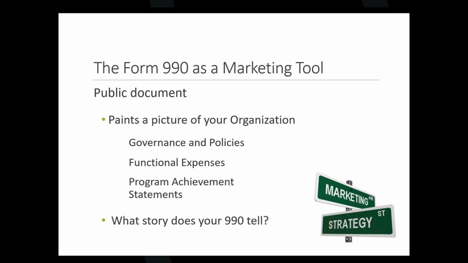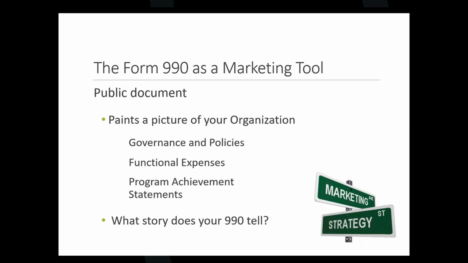For governance and policies, the ones that we mentioned before: what is the review process for the 990? Do you have a whistleblower policy, a document destruction and retention policy? Those things tell a story about how your organization is being governed. For functional expenses, as we mentioned, how much of your expenses are being allocated to programs versus management and administration and fundraising. And then lastly, your program achievement statement. So what's the story that your 990 is telling?